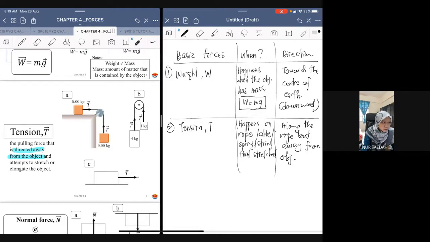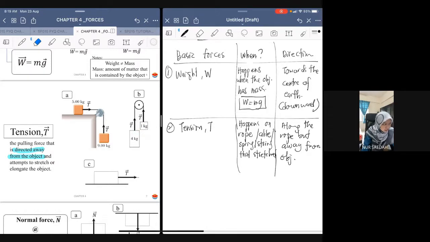Okay, so tengok yang B pula. For 4 kg, here is the rope for 4 kg. So direction of tension is away from this 4 kg block. Okay, since the object is bahagian bawah, so tensionnya ke atas. Samalah juga dengan 1 kg.